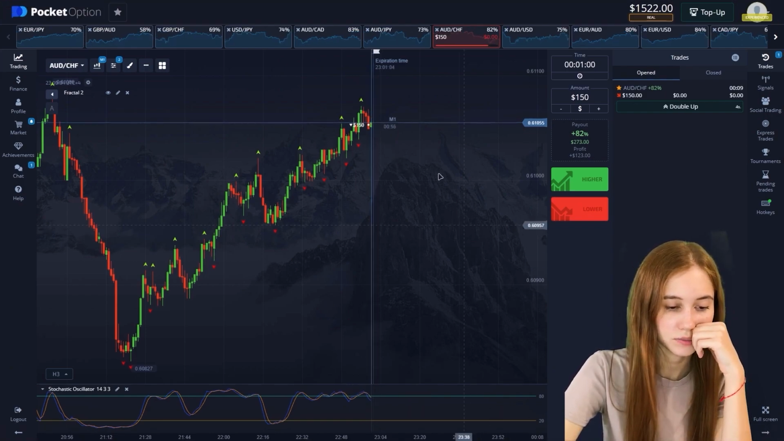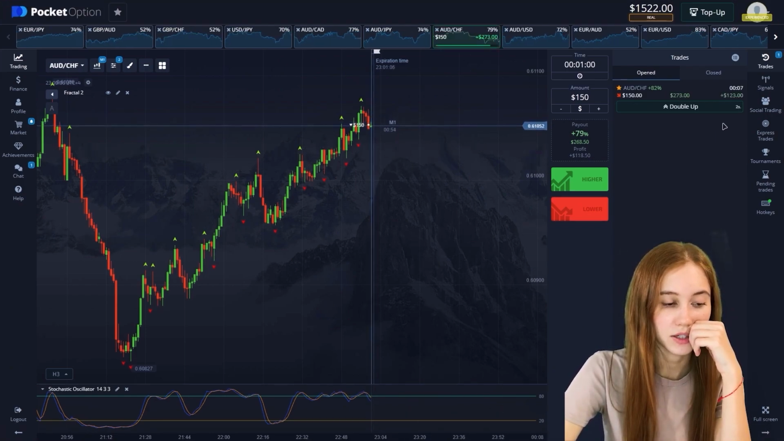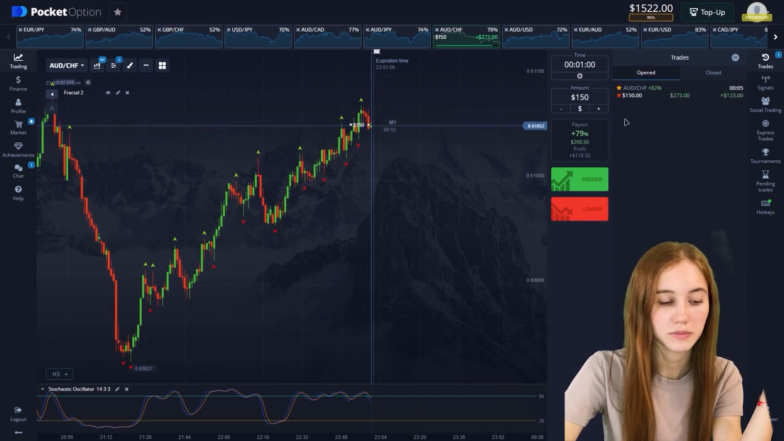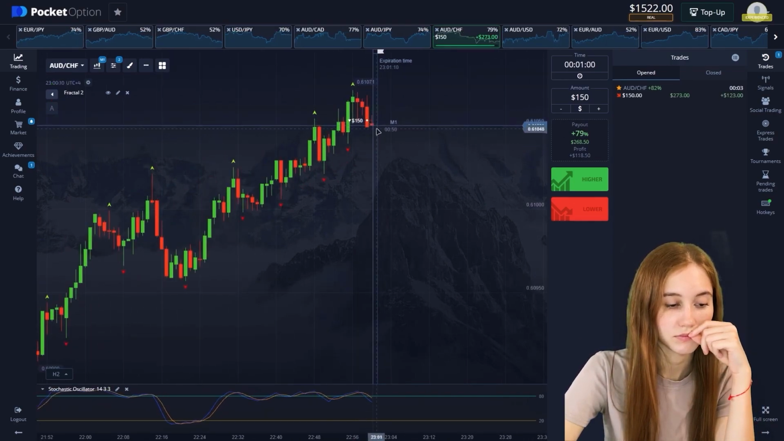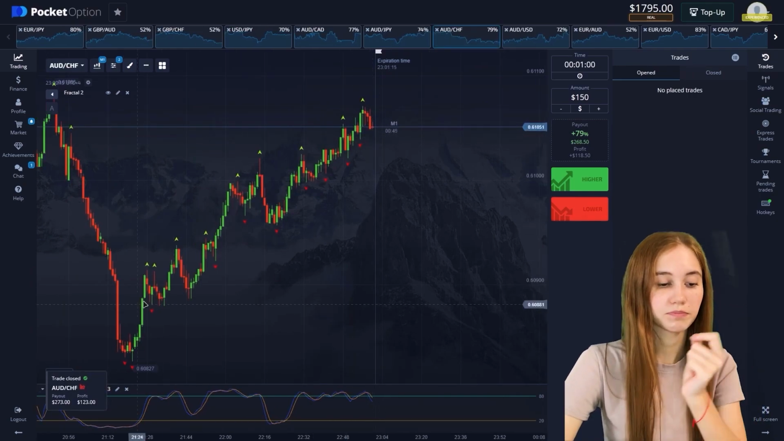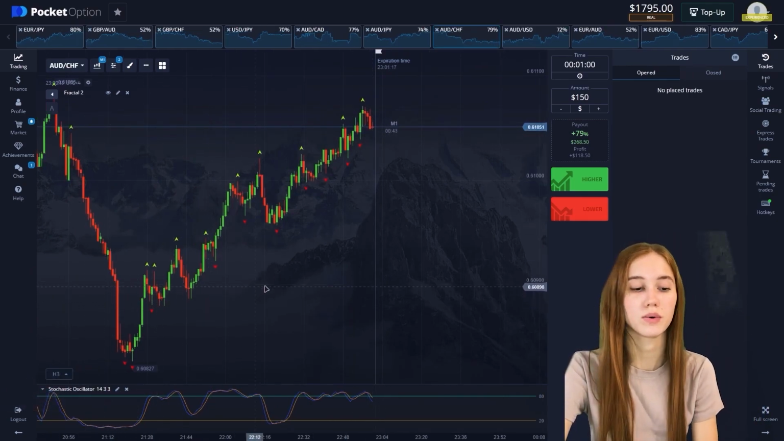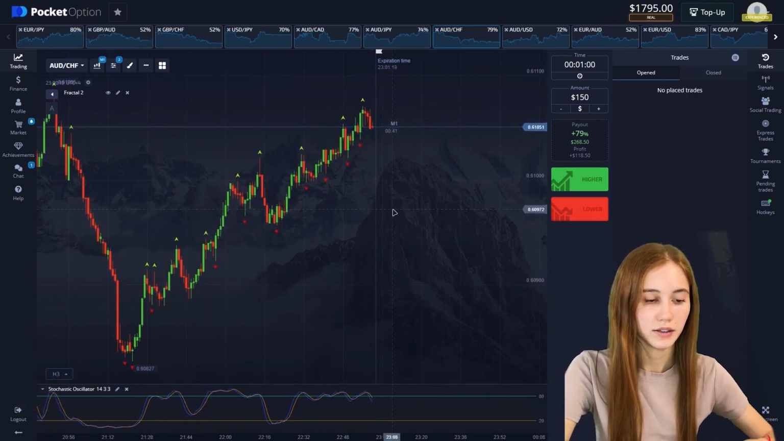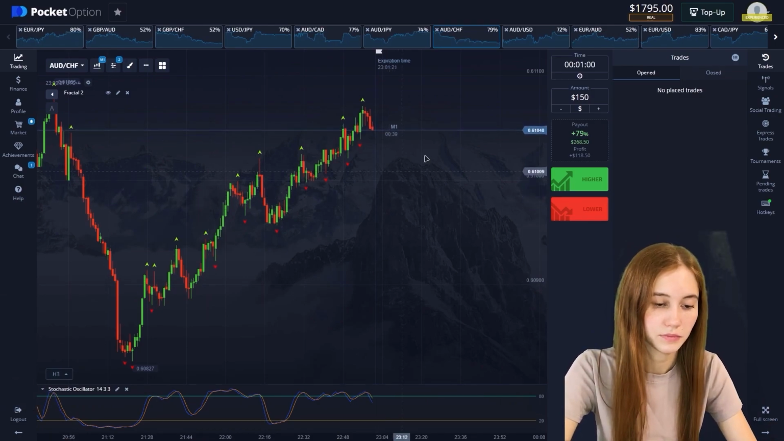Let's take a look. The indicator jumps a little, but the deal is a plus. Should be the plus. Yeah, good. Profit is $123. And let's immediately move on.